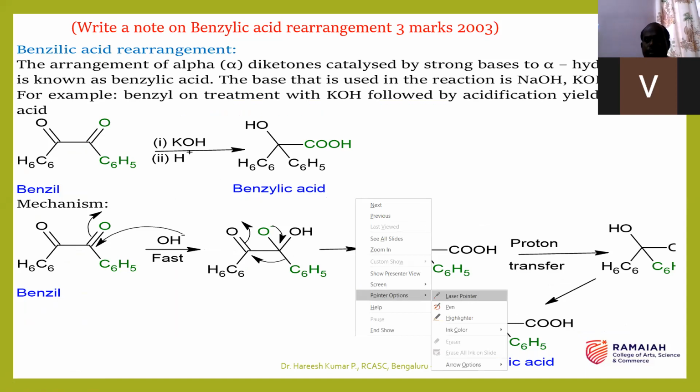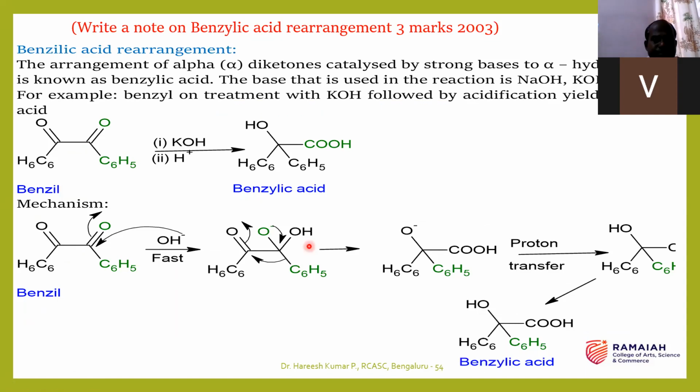Okay, so what will happen here? 1,2-dicarbonyl compounds, and this kind of molecules are also called alpha diketones. Alpha diketones, when treated with a base, undergo rearrangement. The rearrangement involves a 1,2 shift of a phenyl group, giving rise to an alpha hydroxycarboxylic acid. This kind of rearrangement is called benzilic acid rearrangement.